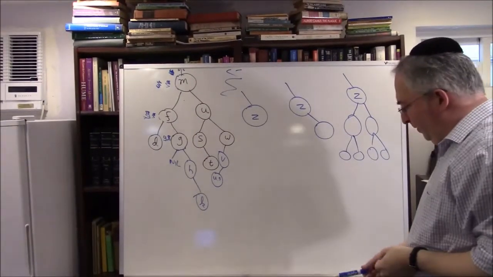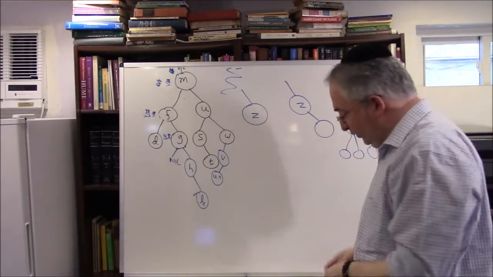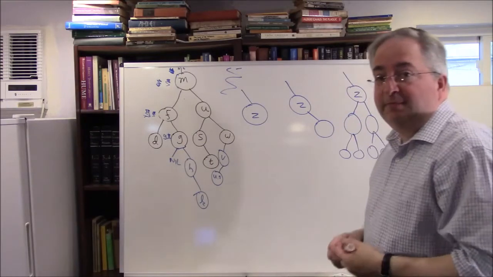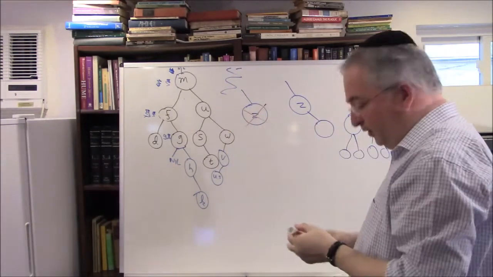Okay, there are three possibilities of what can happen. He can have no children. If he has no children, it's very simple what you do. You just eliminate him. Nothing to talk about, nothing to worry about. Okay?